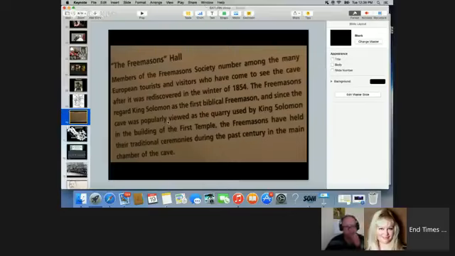The Freemasons Hall. Members of the Freemason Society number among the many European tourists and visitors who have come to the cave after it was rediscovered in 1854. The Freemasons regard Solomon as the first biblical Freemason, and since the cave was popularly viewed as the quarry used by King Solomon in the building of the first temple, the Freemasons have held their traditional ceremonies during the past century in the main chamber of the cave.